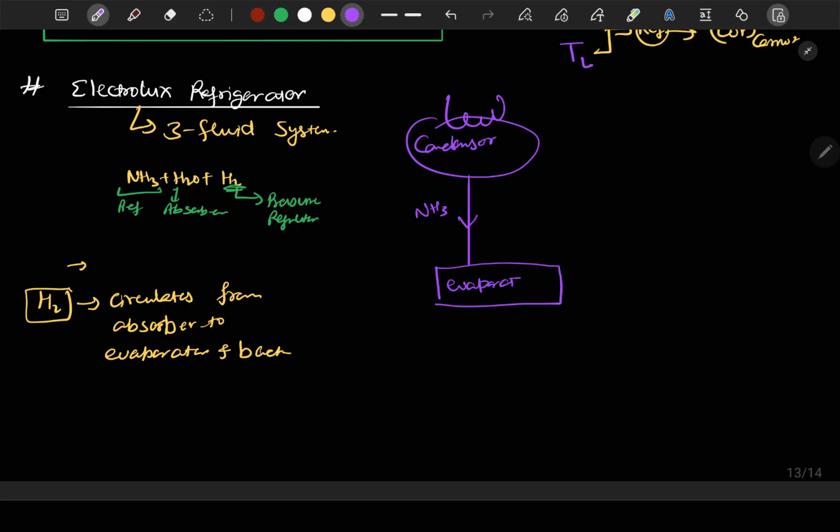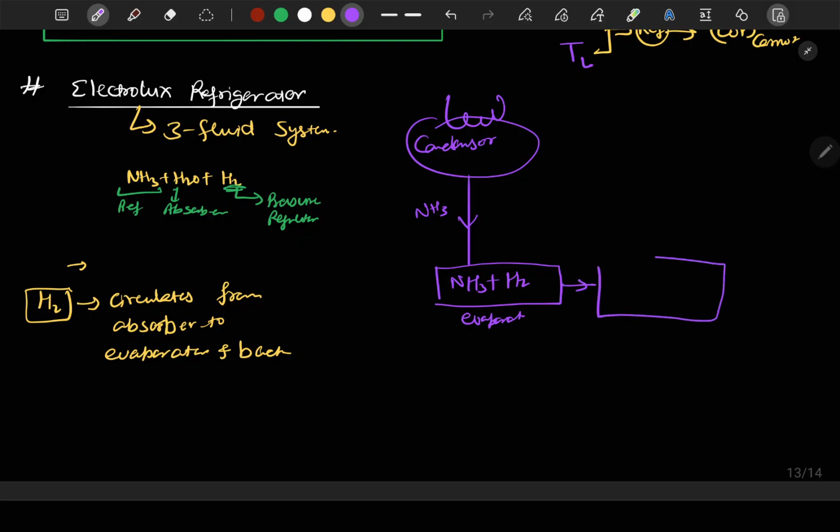In the evaporator, along with ammonia, that is NH3, our hydrogen gas will also be present. Due to the presence of hydrogen gas, the partial pressure of ammonia will be reduced. So since the pressure is reduced, it acts in the same way as if we had applied a throttling valve here. But instead of installing a throttling valve, we have reduced the partial pressure inside the evaporator only.